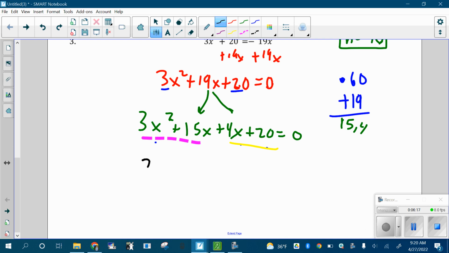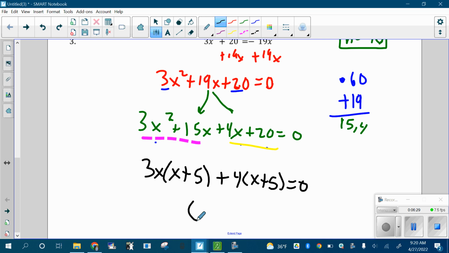The GCF of the pink is 3x. The GCF of the yellow is 4. My two factors are 3x plus 4 and x plus 5.